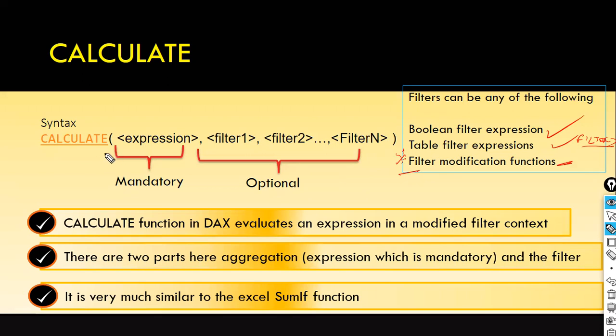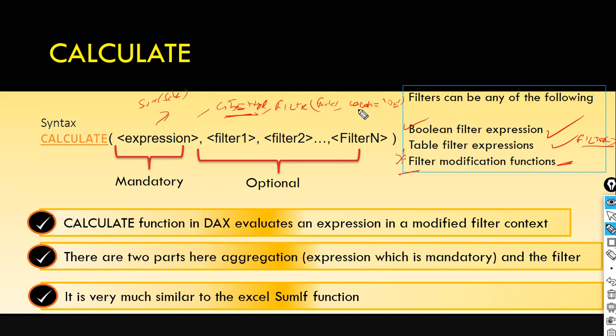The calculate function in DAX evaluates an expression in a modified filter context. There are two parts here: the aggregation and the filter. For example, sum of sales is the aggregation, and the second is city equal to Hyderabad. Or instead of a Boolean filter expression, you can use the filter function: filter, the table name, fact sales, comma, location equal to Delhi.